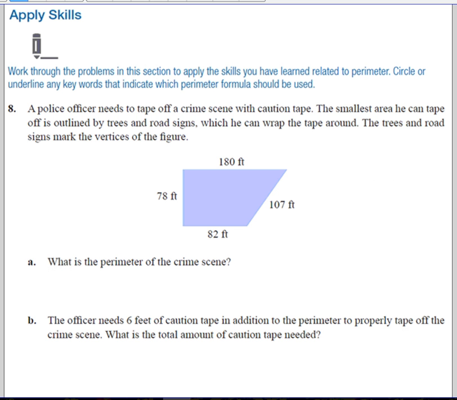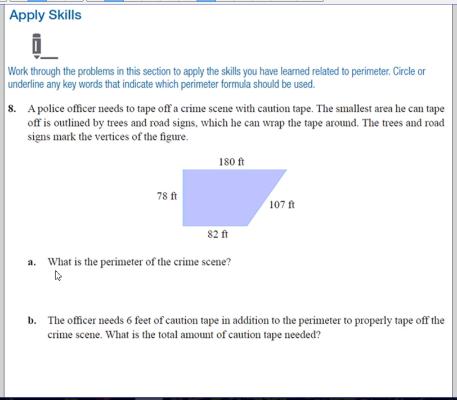A police officer needs to tape off a crime scene with caution tape. The smallest area he can tape off is outlined by trees and road signs, which he can wrap the tape around. The trees and road signs mark the vertices, remember vertices are corners, of the figure. So what is the perimeter of the crime scene?